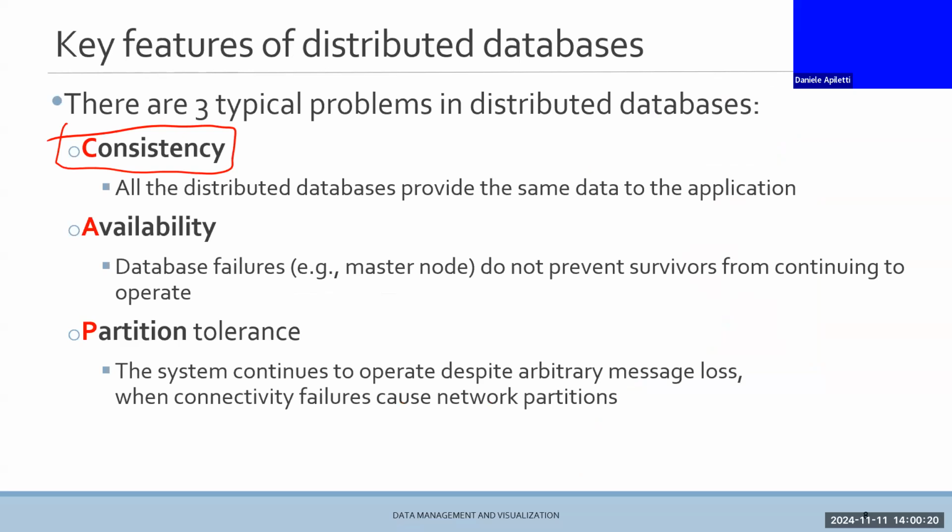Okay, that's consistency. Then we have availability. Availability means, to make it short, are you earning money from your service?